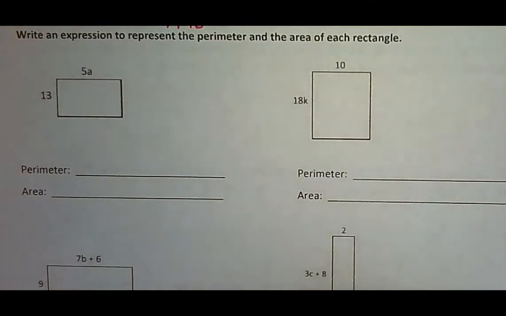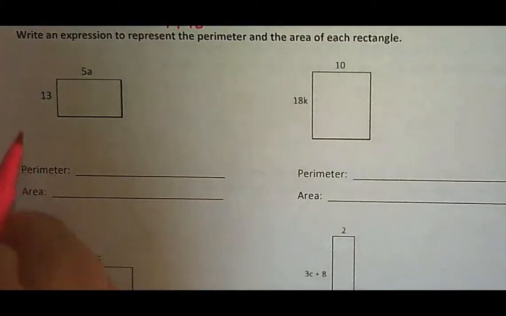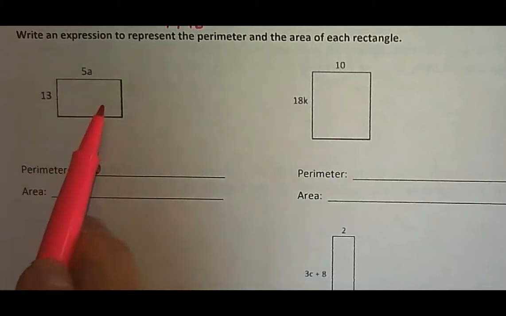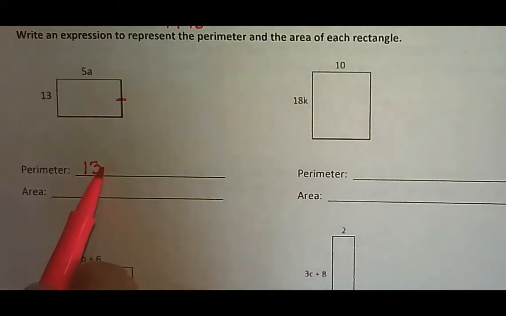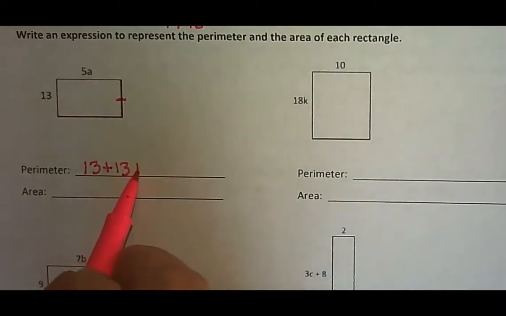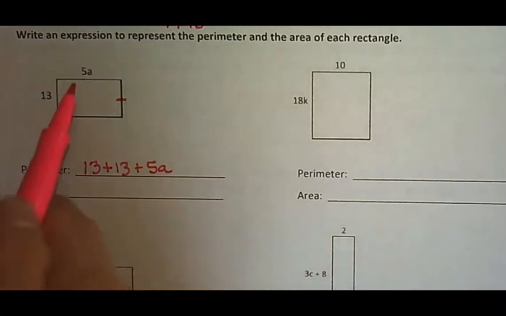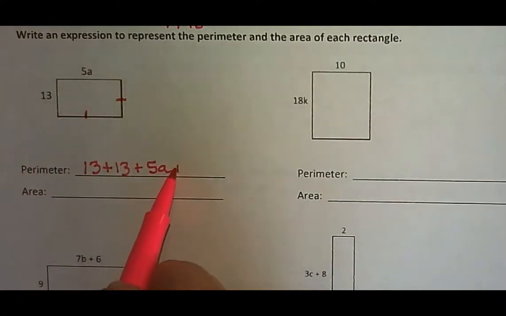All right, so now our directions say write an expression to represent the perimeter and the area of each rectangle. So we're going to write expressions, which means that we're not going to have equal signs. And because we have variables in this situation, we're going to have algebraic expressions. So perimeter for this first one is going to be 13, and then we know that the opposite side is also 13, so 13 plus 13, and then we have 5a, and then we know the opposite side would be 5a.